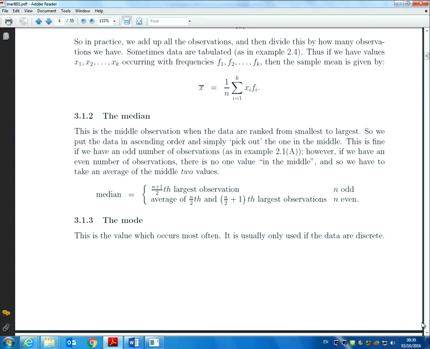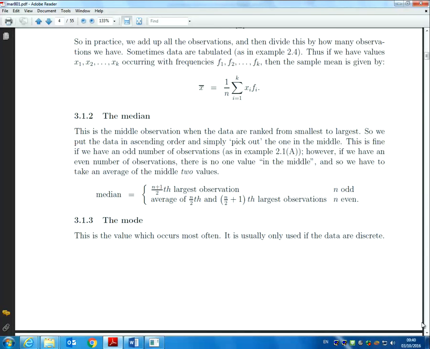Does anyone know what the French word mode means? The word mode in French means fashion. It is related to this, that wasn't just an aside. Mode in French means fashion. The mode is the most fashionable value, the most popular, the most commonly occurring.